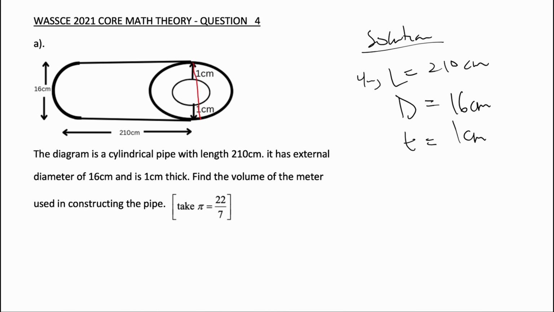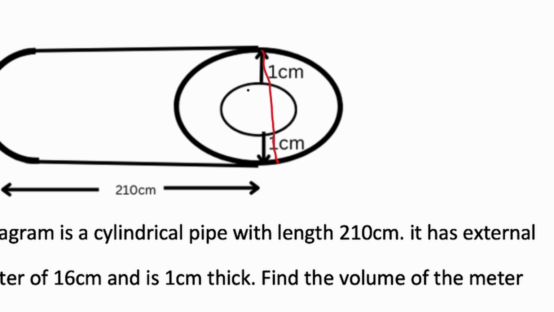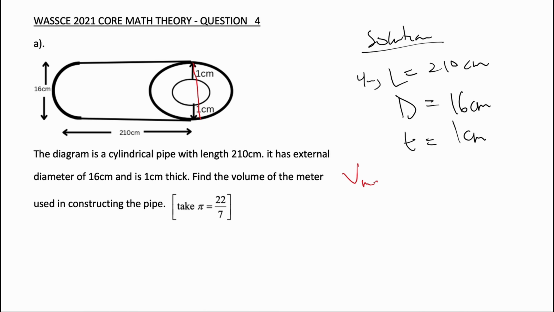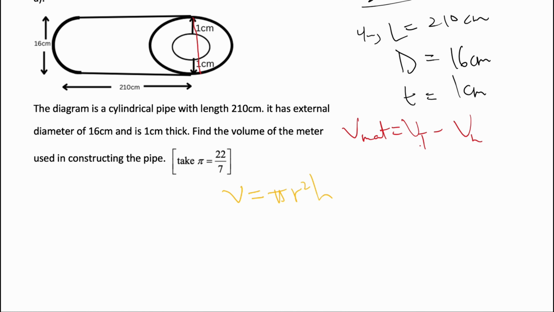The volume of the material used in constructing the pipe: the whole volume minus the hollow space will be the volume of the material used in constructing the pipe. The volume of material will be equal to the total volume minus the volume of the hollow space. The volume of a cylindrical pipe, you know that V is equal to pi r squared h. So first, let's take the total volume.